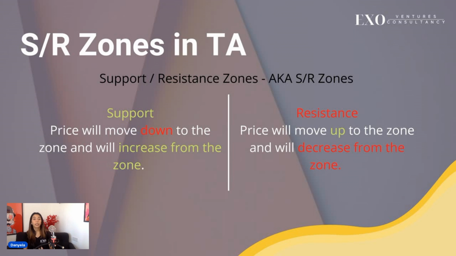That's a support zone. And then on the right side, you can see resistance, which is price will move up towards this level or this zone. And once it reaches it, it will decrease back from the zone. That's a resistance line. Important to know these. You can also use just SR zones if you're not sure if it's a support or resistance zone. And it's also important to note that these zones can flip. So a zone that was previously support, once it gets broken, it can turn into a resistance zone.